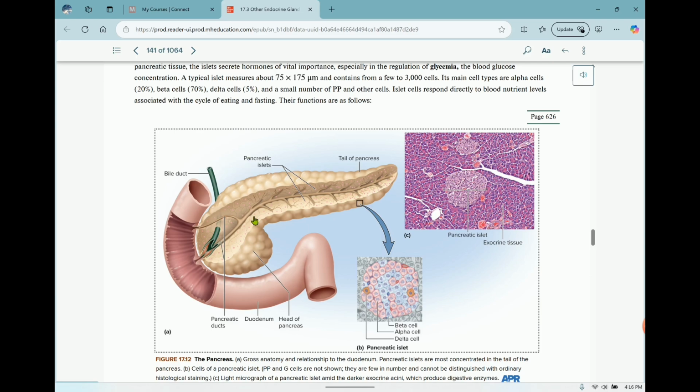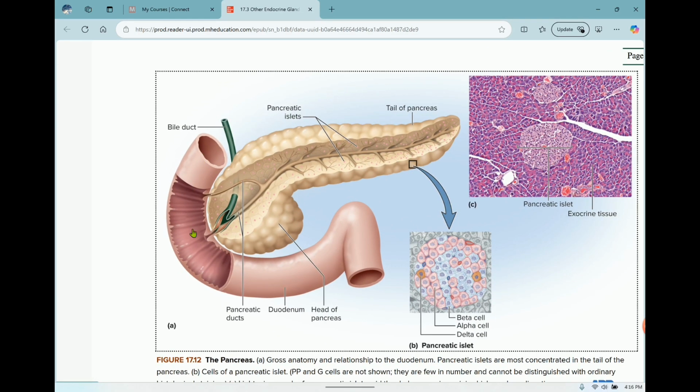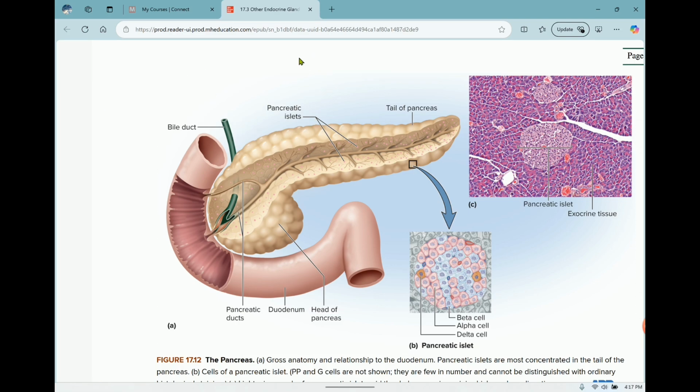The pancreas is intimately connected with the duodenum. Okay, so this tube that you see here is the first part of the small intestine. The small intestine has 3 parts to it, in order of food as it travels through these tubes. You have the duodenum, the jejunum, and then the ileum. And we'll look at that later on when we do the GI system. Okay, so the stomach would actually be up in this area.